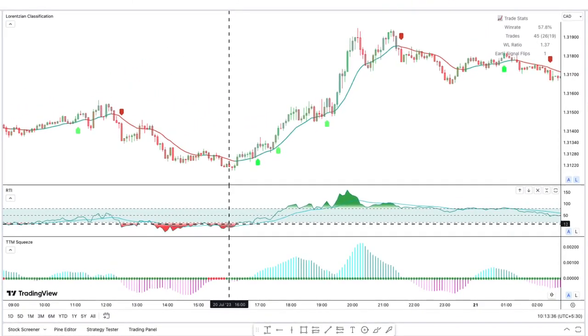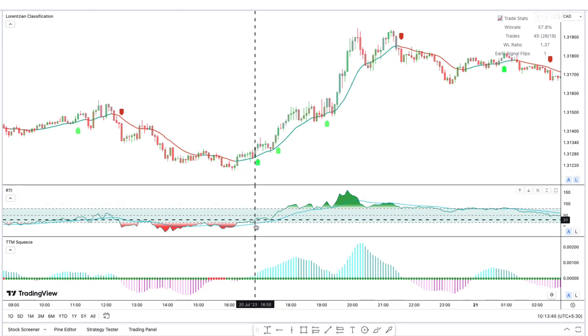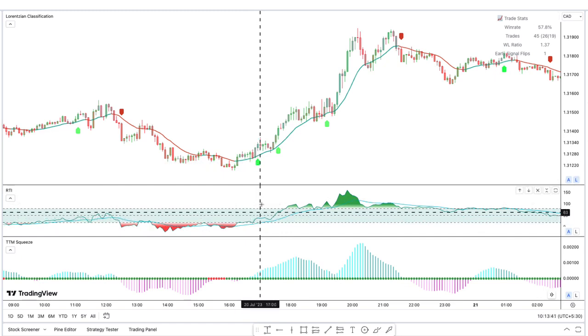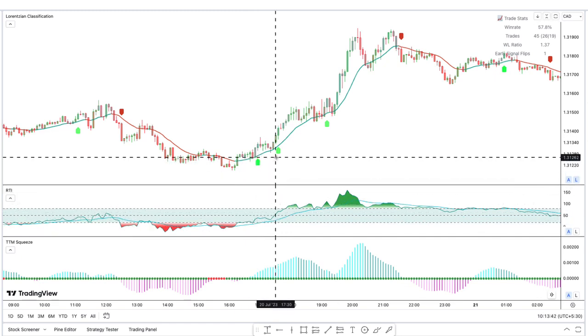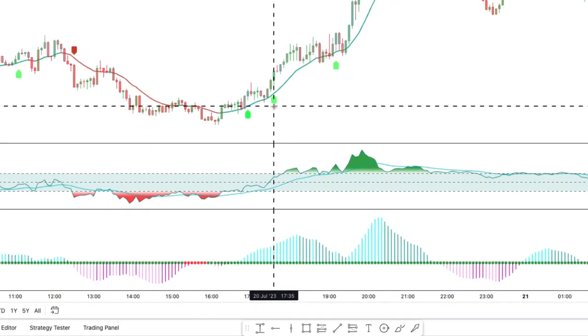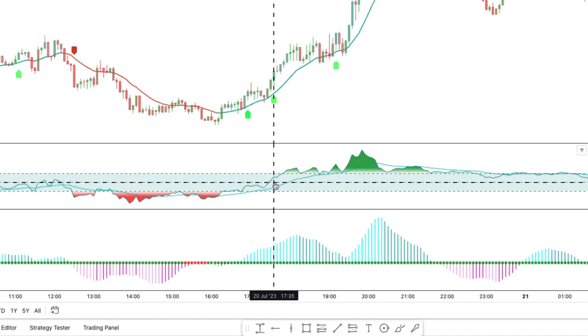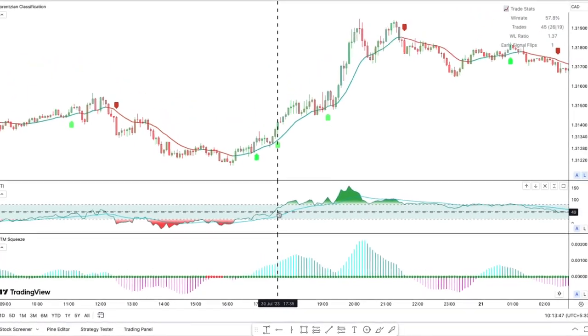Here for this buy signal, RTI is not above 80 and green, so we don't have these conditions and this buy signal is rejected. Here again for this buy signal, RTI is not above 80 and green, even though we have a green dot in TTM Squeeze and the histogram is above 0, so this buy signal is also rejected.